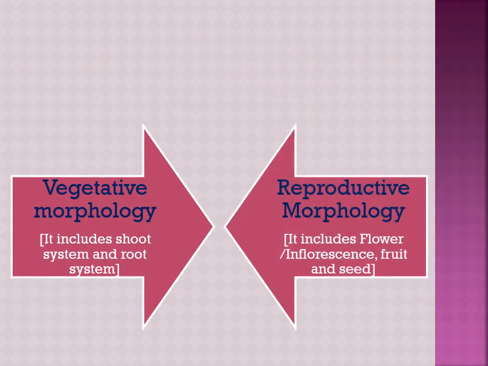Plant morphology can be studied under two broad categories. One is vegetative morphology and another is reproductive morphology. Vegetative morphology includes the shoot system and root system, and reproductive morphology includes flower, inflorescence, fruit and seeds.